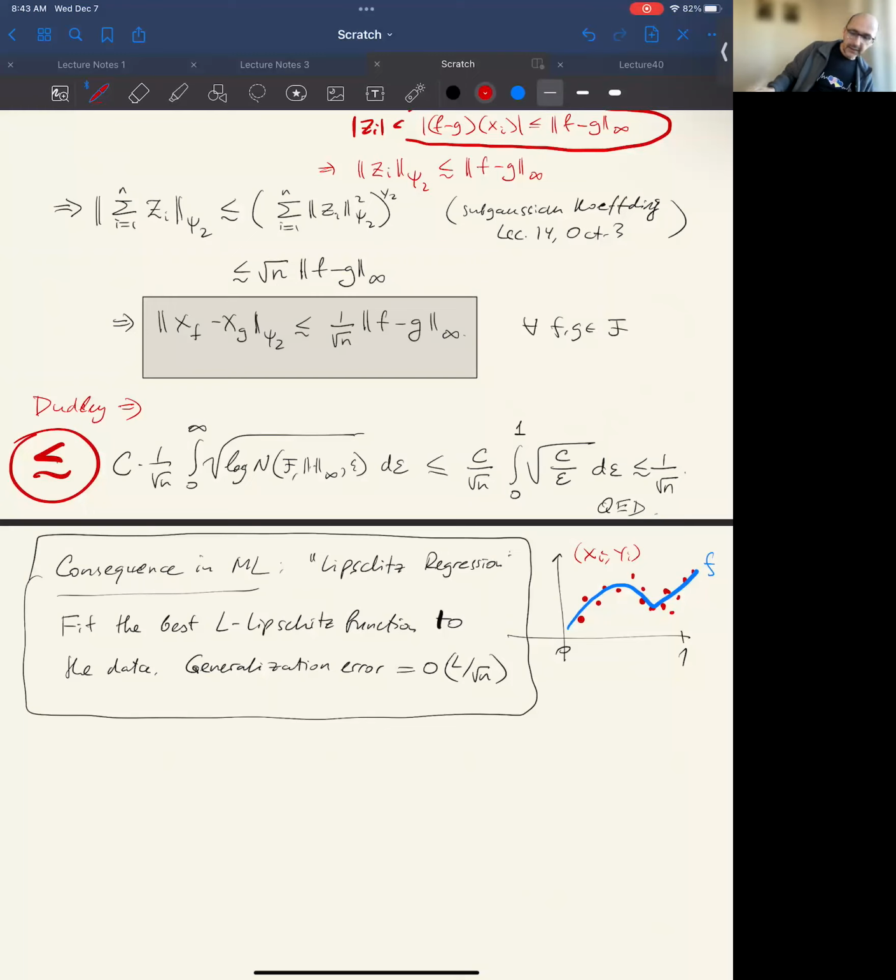This is unlike linear regression. This is a non-parametric regression. We don't parameterize the class in any way; we just fit the best Lipschitz function, and surprisingly it generalizes as well, with the same quality of generalization as linear regression would do, for example.